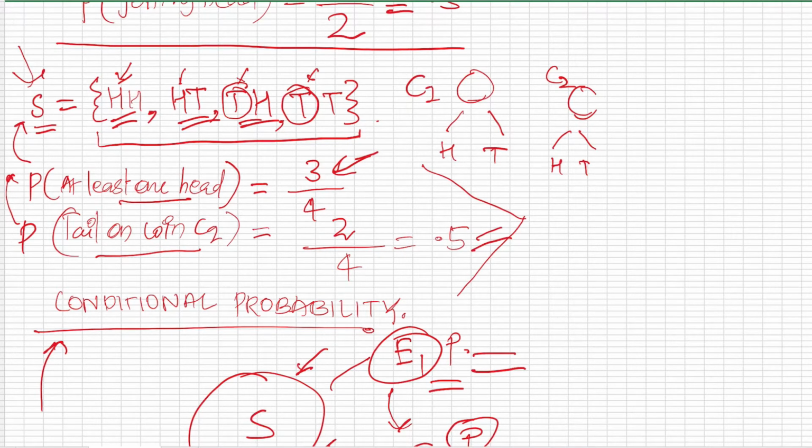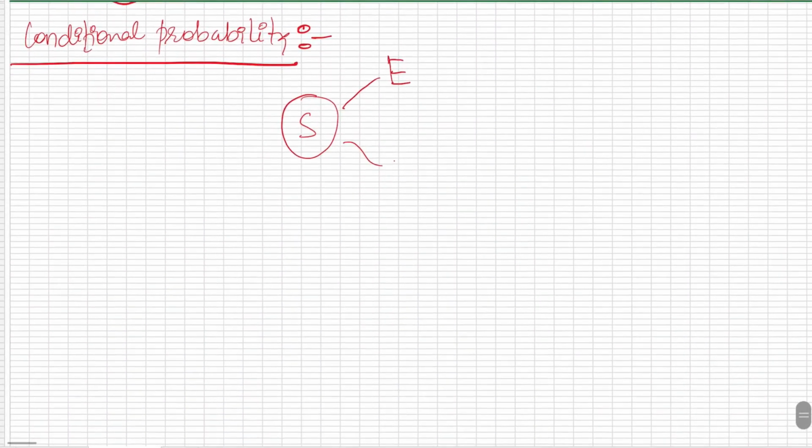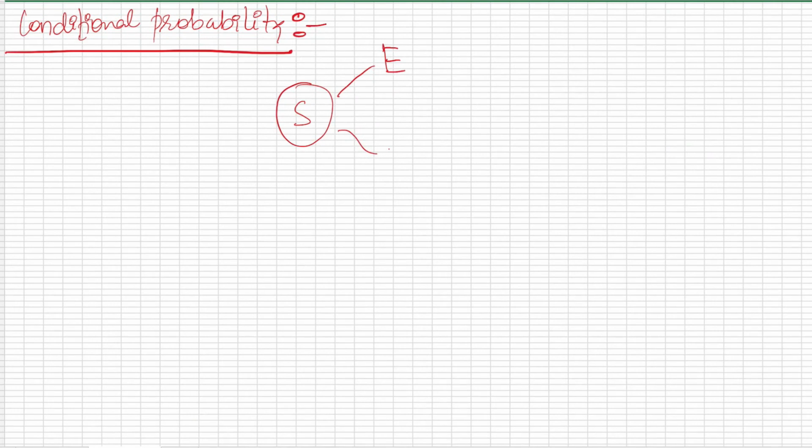We calculated the probability of these two events related to the same sample space, and in today's video we will try to understand the fundamentals of conditional probability. Means we have a sample space of a random experiment and two different events, event E and event F, and we will try to understand how the occurrence of one event affects the probability of the second event of the same sample space.